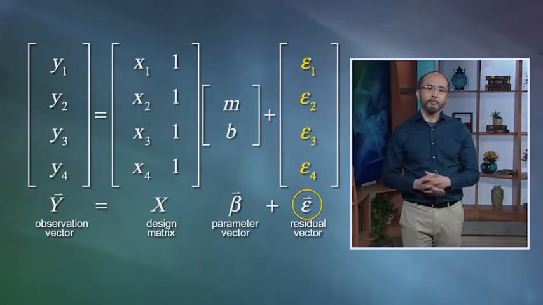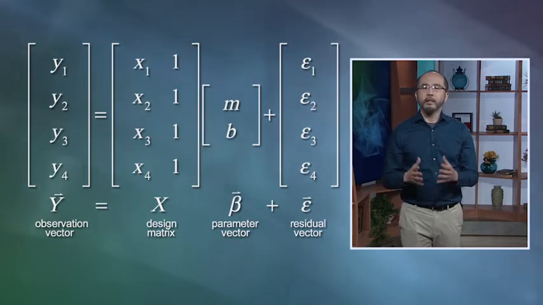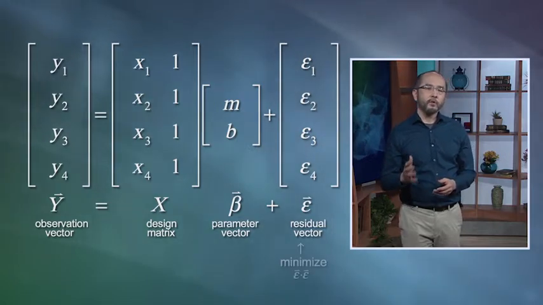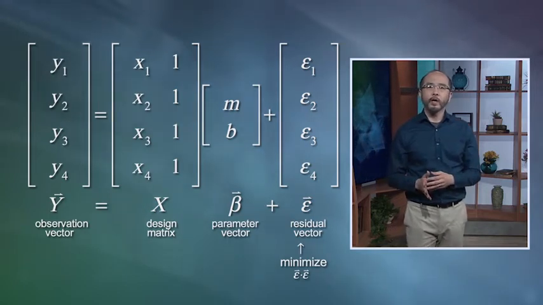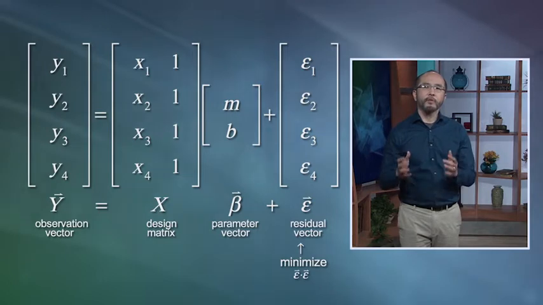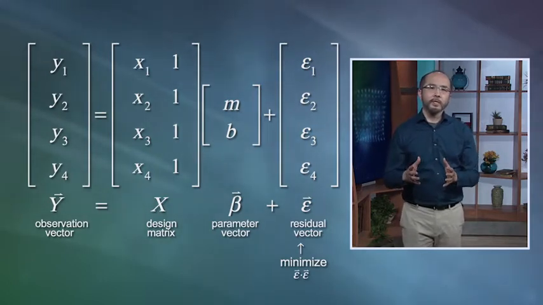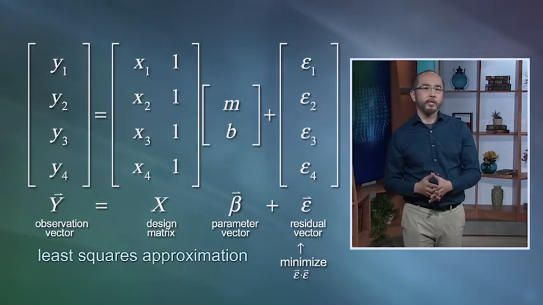And how should we do that? Well, there are many ways we could do this, but it turns out the most natural thing to do is to minimize its length as a vector. Minimizing the length of a vector is the same as minimizing the square of its length, which happens to be an easy expression, the dot product of the vector with itself, which in this case is the sum of the squares of all the individual residuals. It's for this reason the best approximation we're seeking is called the least squares approximation.